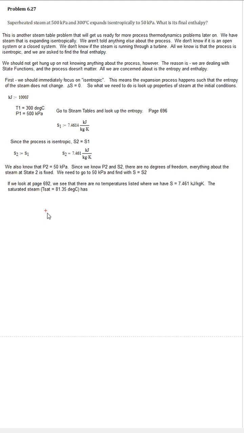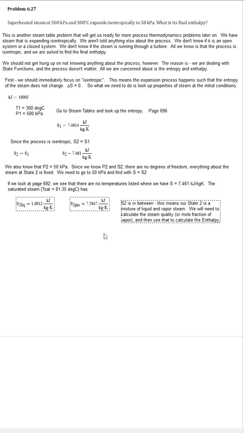All right, so what does that mean? Well, if we look at saturated vapor, it's 7.59. We look at saturated liquid, it's 1.09 kilojoules per kilogram Kelvin. What this means is that we've got a mixture of liquid and vapor in our state 2. So here I've got the saturated vapor, 7.59 kilojoules per kilogram Kelvin. Our saturated liquid is 1.09. Our actual entropy is in between here.